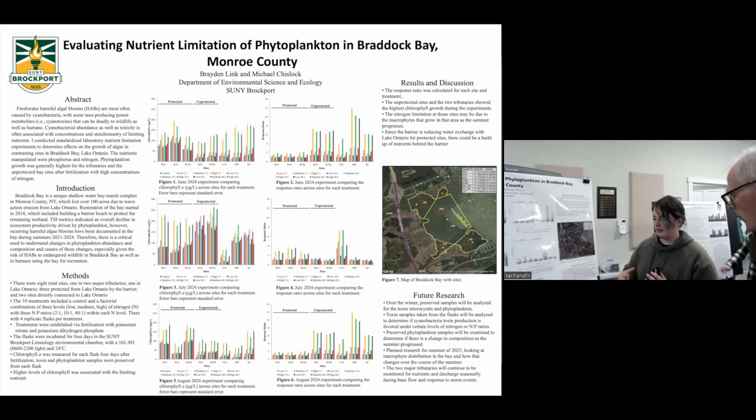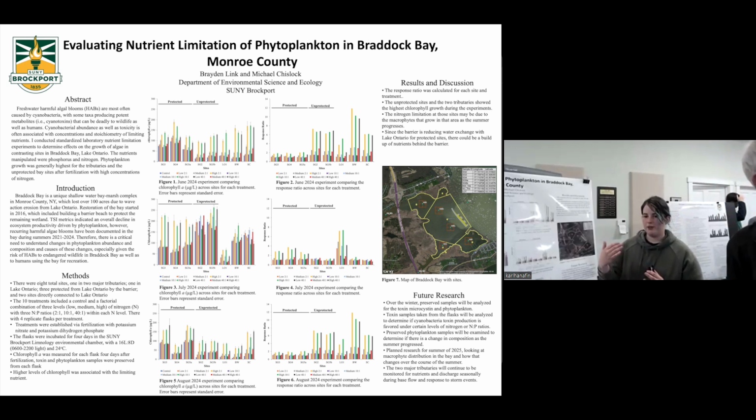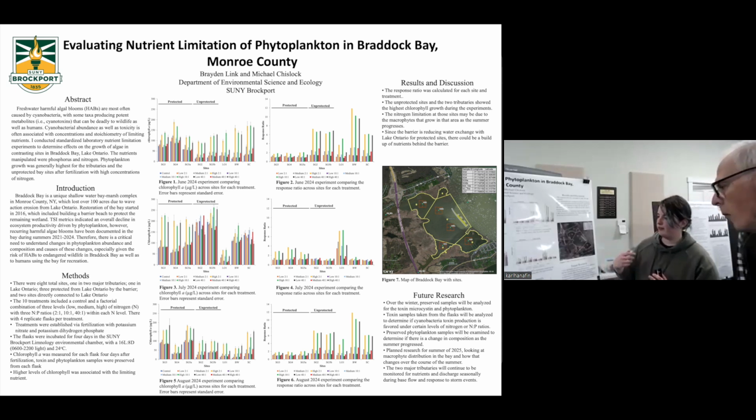I took the water from each site. I added different amounts of nitrogen and phosphorus, so I had about 10 treatments that all had varying amounts of nitrogen and phosphorus. I let the flasks sit for 4 days, and then I filtered them for chlorophyll. Basically, I was seeing if I had a lot more algae growth in flasks that were fertilized with nitrogen, which means the area is nitrogen limited.